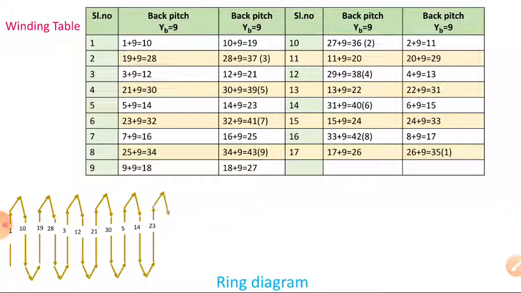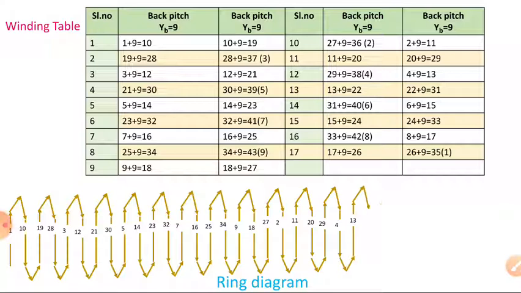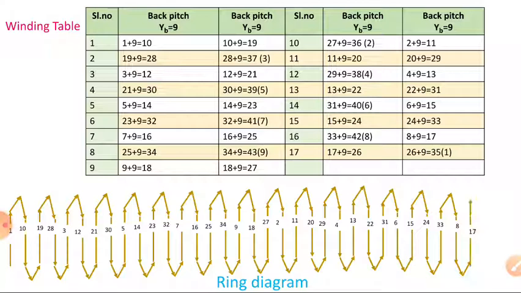So you can see 34 is connected to 23, and 23 is connected to 32, 32 is connected to 7th, and the 7th conductor is connected to 16th, and 16th is connected to the 25th, and 25th is connected to the 34, and 34 is connected to the 18th, 18th is connected to the 27th, 27 is connected to the second conductor, and the second conductor once again is connected to the 11th, 11 is connected to 20, and 20 is connected to 29, 29 with 4, and 4 is connected to 13, 13 is connected to 22, and 22 is connected to 31, 31 is connected to 6, 6 is connected to 15, and next is connected to 24, and 24 is connected to 33, 33 is connected to 8, 8 is connected to 17, 17 is connected to 26, and 26 is lastly connected to the first conductor.